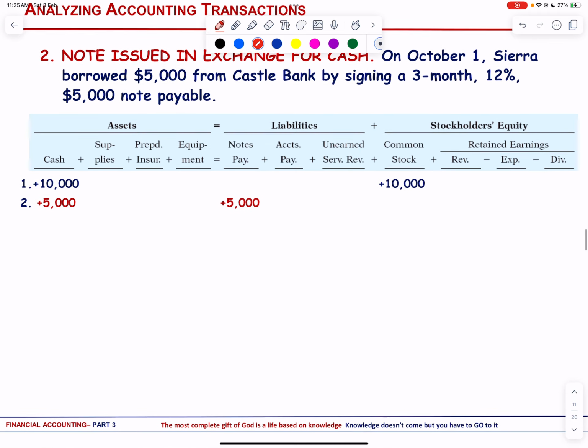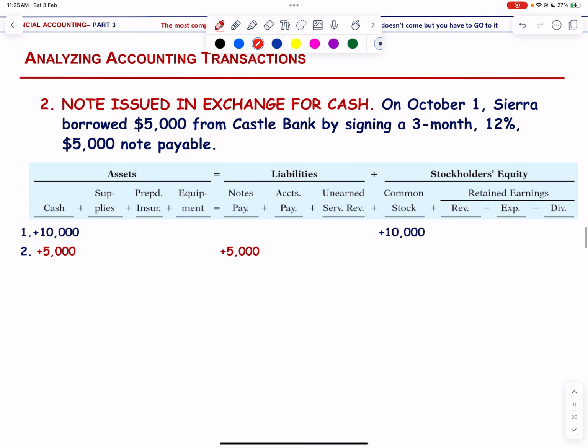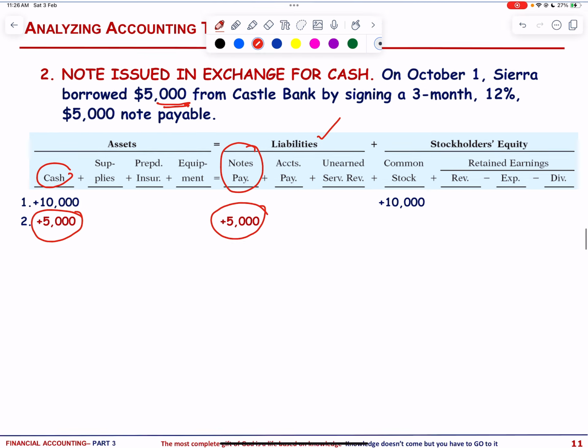Then, note issued in exchange for cash. Now note means the company has taken a loan. So here you see they have taken a loan of 5,000. When the company takes the loan, cash that is an asset is going to increase by the amount, and at the same time the liability when we borrow is going to increase by the same amount, 5,000.